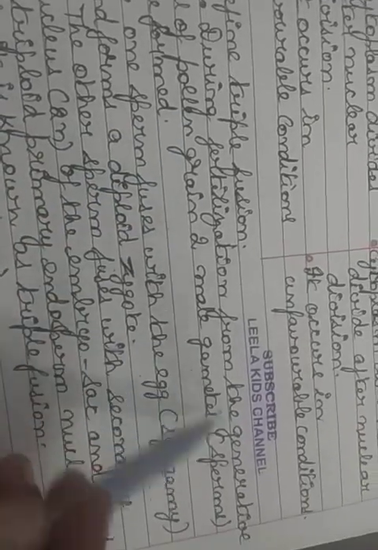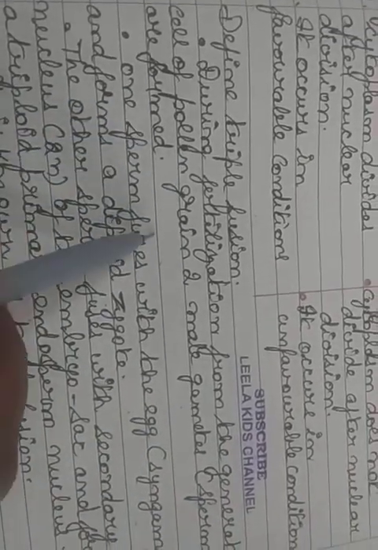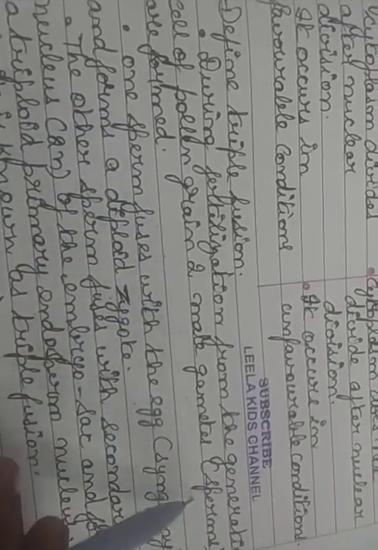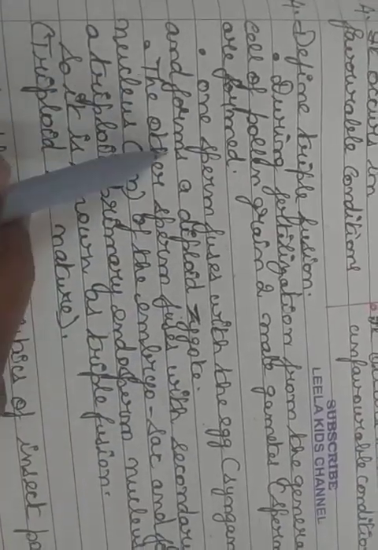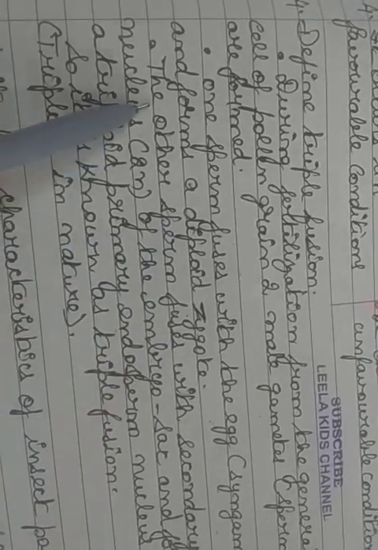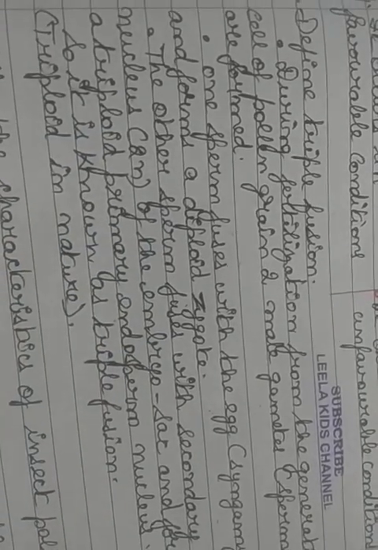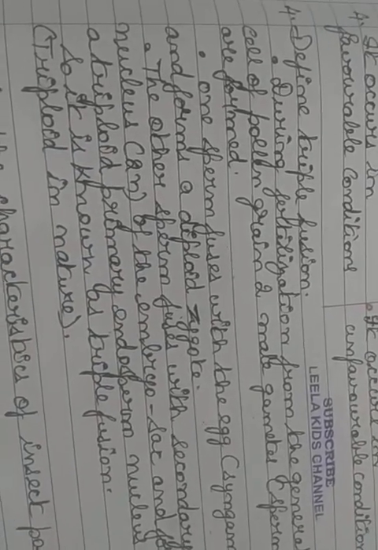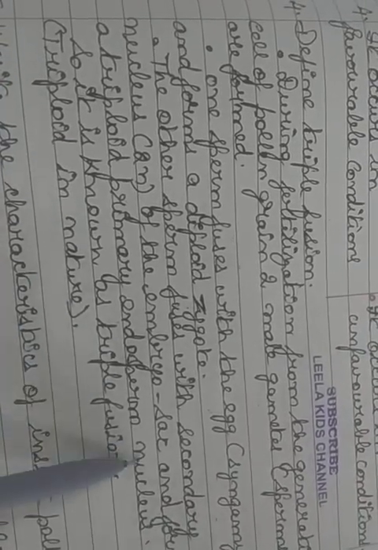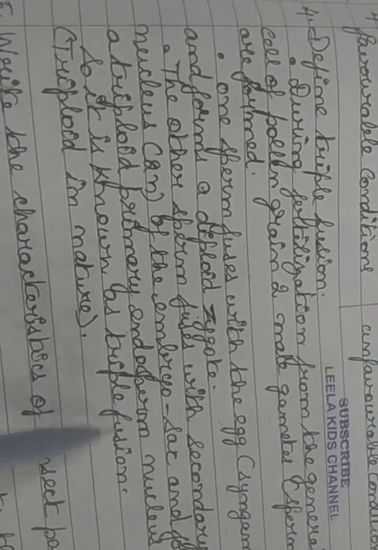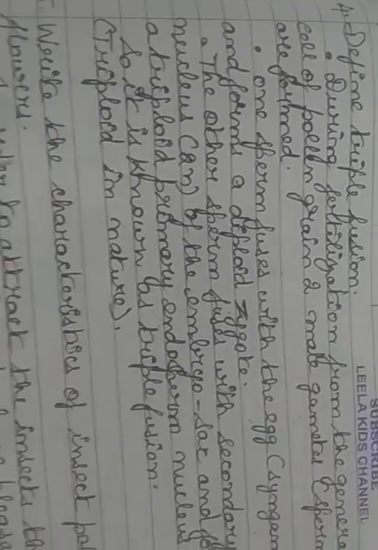Define triple fusion. During fertilization from the generative cell of pollen grains, two male gametes, that is sperms, are formed. One sperm fuses with the egg, syngamy, and forms a diploid zygote. The other sperm fuses with secondary nucleus 2N of the embryo sac and forms a triploid primary endosperm nucleus. So it is known as triple fusion, triploid in nature.